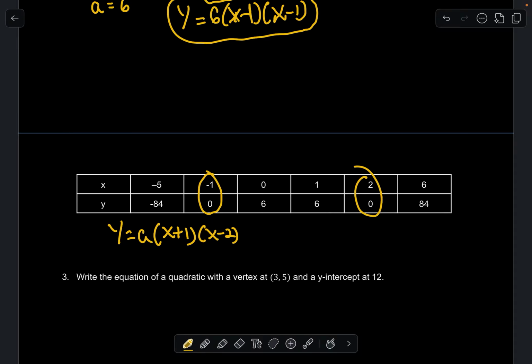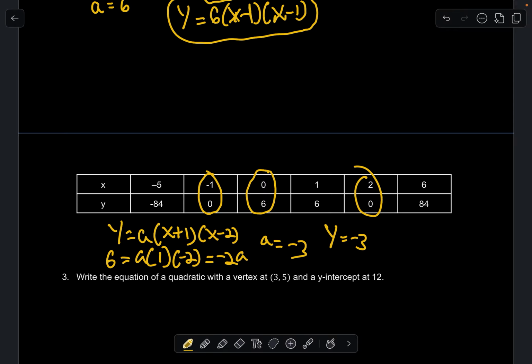All right? Choose a point that's not either intercept. I'll choose this one, which turns out to be the y-intercept. So we got 6 equals a times 1 times -2. So we have -2a equals 6, a equals -3. Putting it all together, we have our equation: y equals -3(x plus 1)(x minus 2). All right?